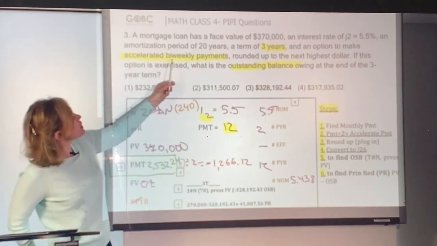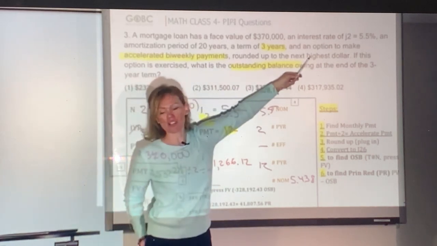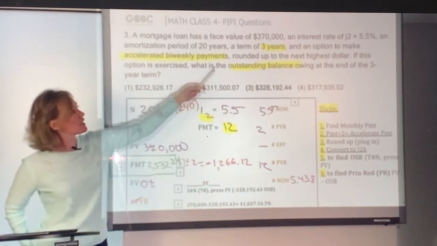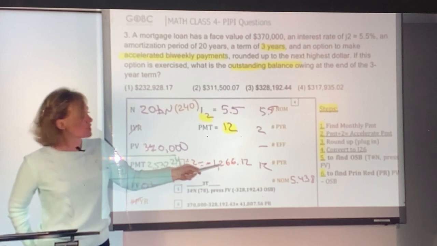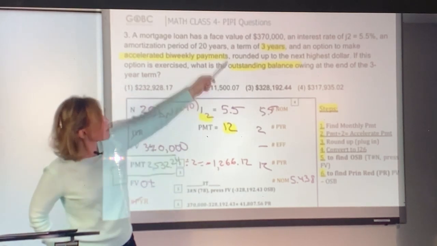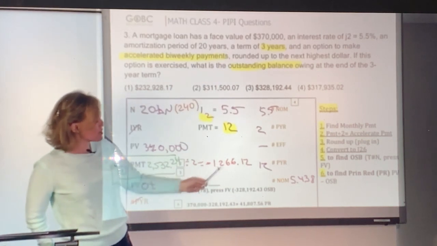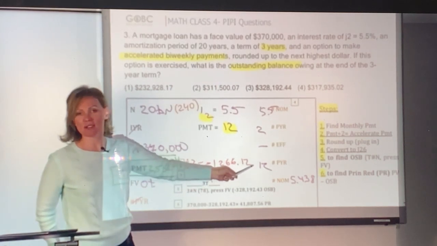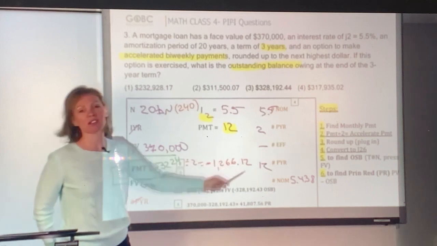Now they tell you that they want that payment to be rounded up to the next higher dollar. If they said nothing in the question, what would you do? You would take that payment and bump it up to the next higher cent every time. So if nothing was stated in the question about the payment, I would bump it up to 13 cents, plus minus, and that's how I would finish this accelerated payment.